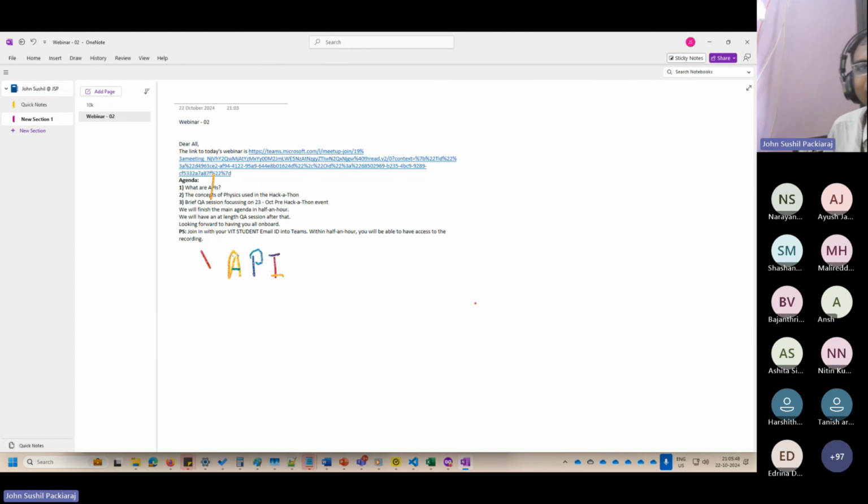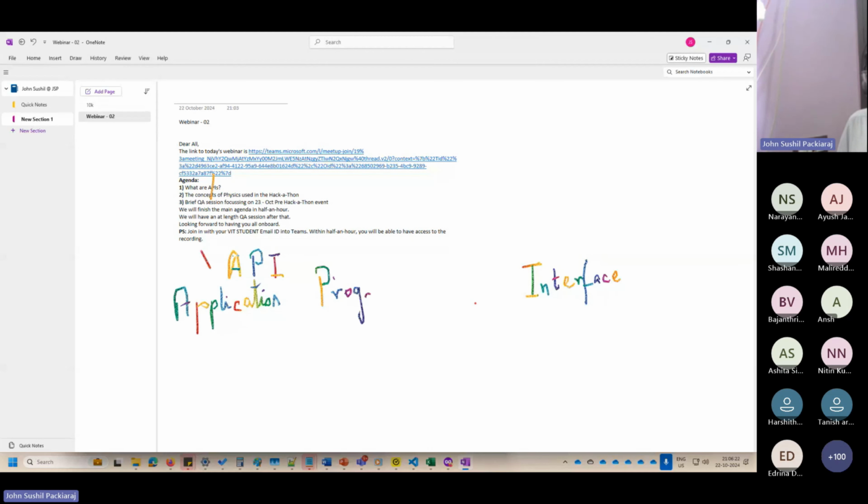API stands for Application Programming Interface. Whenever we have a software, it is also known as an application, and we have an interface, a method by which we can connect with the program. So, application programming interface.